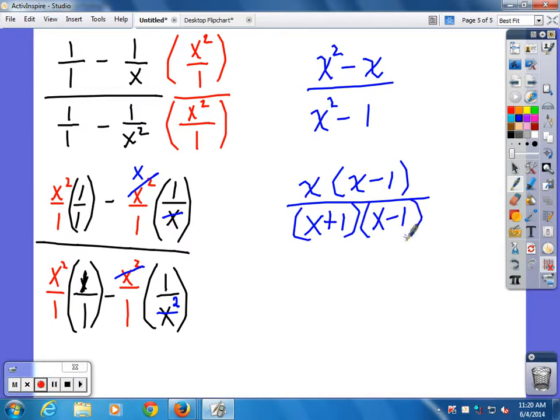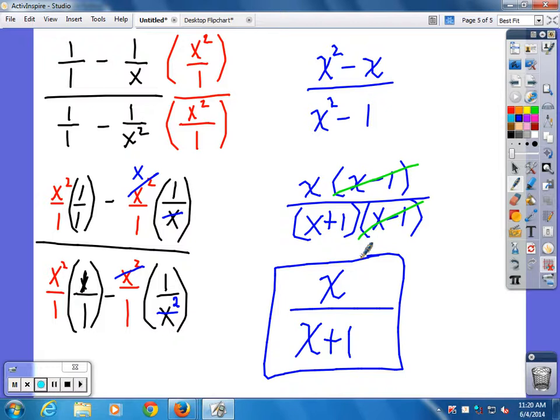And what happens? The x minus 1's cancel. And you're left with x over x plus 1. So it kind of pays to write down the problem correctly.